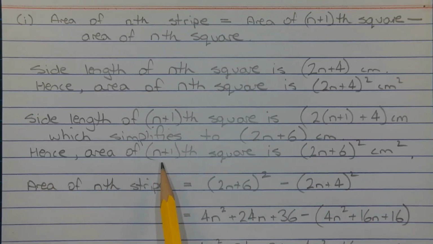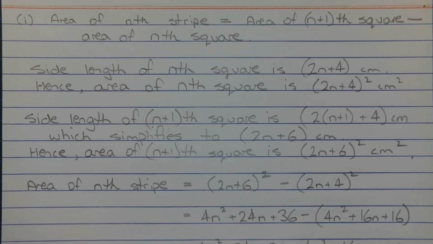Hence the area of the n plus 1 square is (2n plus 6) squared square centimetres. So to find the area of the nth stripe, we subtract (2n plus 4) squared from (2n plus 6) squared. So the area of the nth stripe is equal to (2n plus 6) squared minus (2n plus 4) squared.